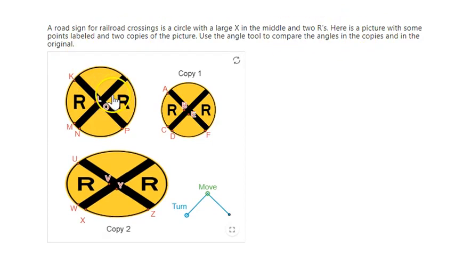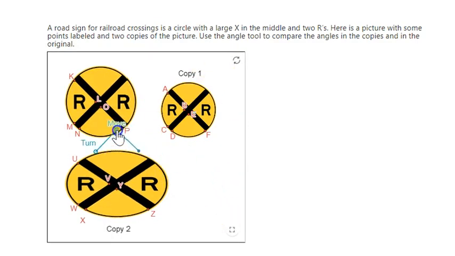Here's a picture of some points labeled and two copies of the picture. So here's the original picture, there's copy 1, copy 2. And you've got a tool here that if you click the move button, you can bring it wherever you want, and then you can turn it to check to see if it's the same angles. You can see on this one here that I've got those angles like this. So you're going to interact with this and see what you find out, and compare and see if either of these is a scaled copy or not.